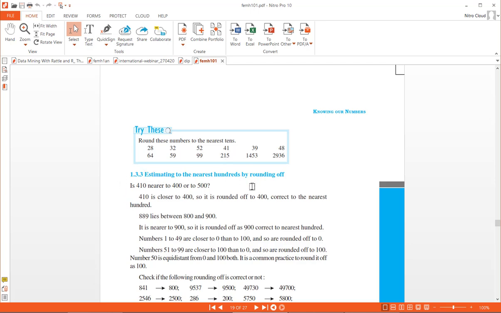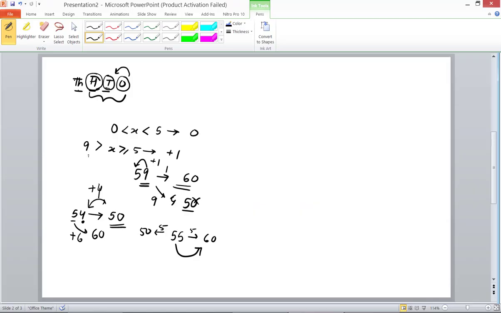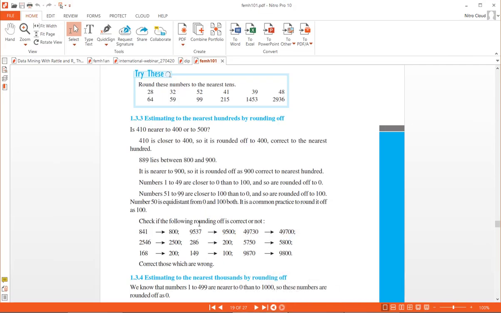Now estimating to the nearest hundreds. For hundreds, I will start looking at the tens place. Suppose I have a number here, 168, and at the hundreds place I want to round off. I have to look at the tens digit, and this particular digit is again greater than 5. So I will add 1 and approximate it to 200. If I look at the other option, I have 100. This is a 68 difference, and the other is how much? 32 difference. So obviously 200 is closer and this is the correct estimate. This is how you do estimation in the hundreds place.